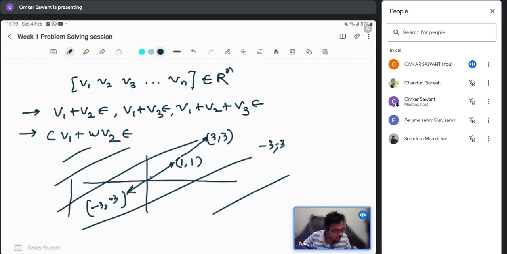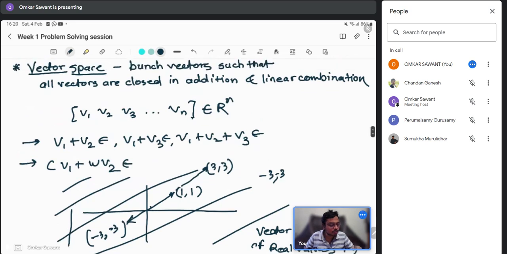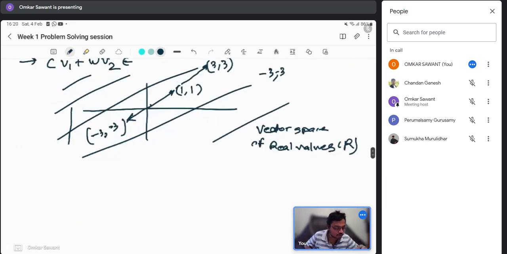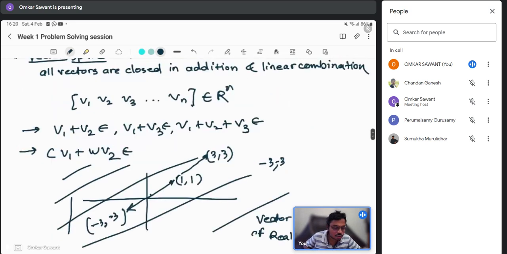So you multiply by any scalar, it will remain in this R^4 coordinate space, which is the vector space of real values, right? So it's denoted by R. If any of this addition or multiplication with the scalars remains in that vector space, then those vectors are in that particular vector space of real values. Okay. Now is it understood?